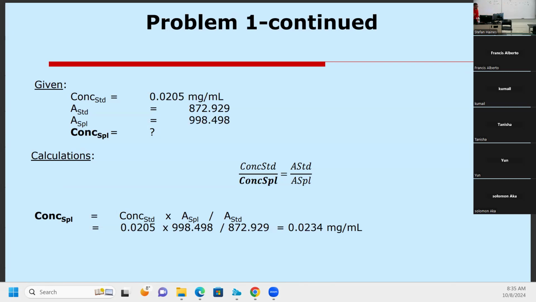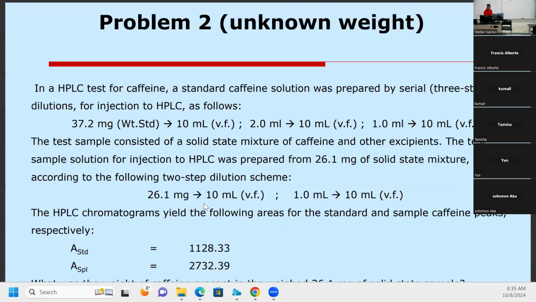So it should be 0.0205 times 98.498 divided by 872.929. Cool so far? Yeah. Simple rearrangement. Okay. Let's jump to the next one.